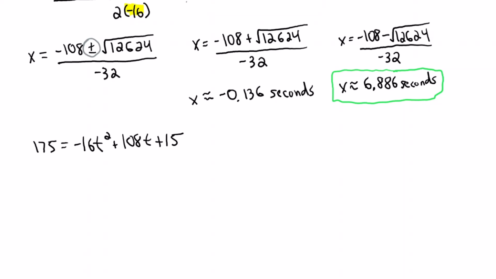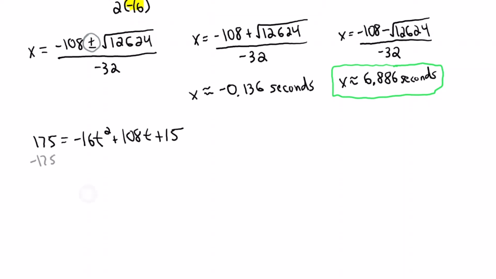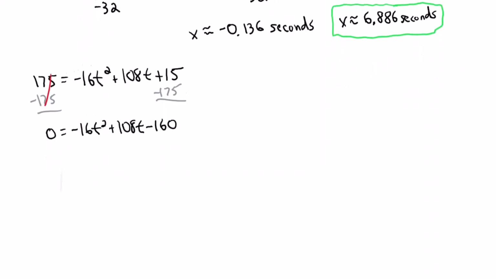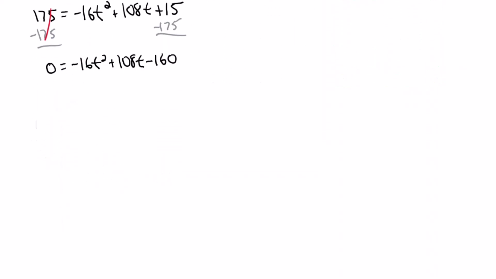And before we apply this to the quadratic formula, we need to get the equation equal to 0. So let's get rid of that 175 by subtracting it from not only the left side, but we got to keep things balanced. We got to subtract it from the right side. And we're left with 0 equals negative 16t squared plus 108t minus 160 now. So I'm going to go through and quickly apply the entire quadratic formula again, and that'll come up with our final 2 answers.